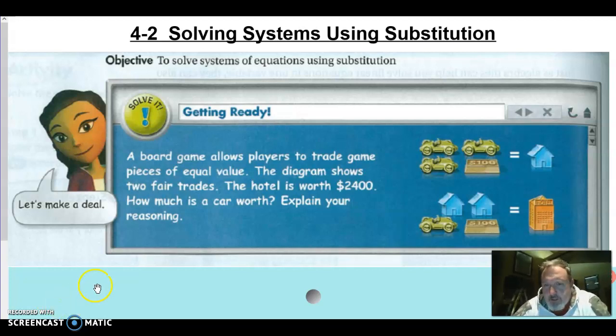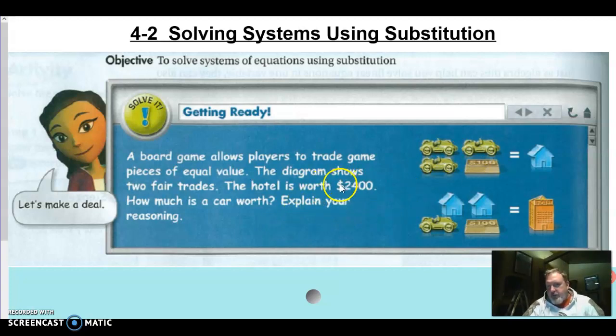So what we're going to do today, we're going to start looking at solving systems with something called substitution. We've been doing graphing up until this point, but now we're going to use substitution, which is basically using our algebraic skills and equations. So you notice here they have this word problem set up in kind of a Monopoly deal where they have 3 cars and $100 equals 1 house, and then down here 2 houses, a car, and $100 is 1 hotel. And so the diagram shows us that.